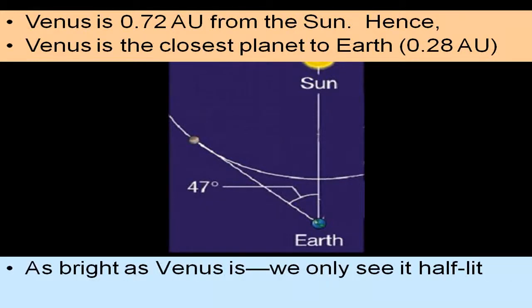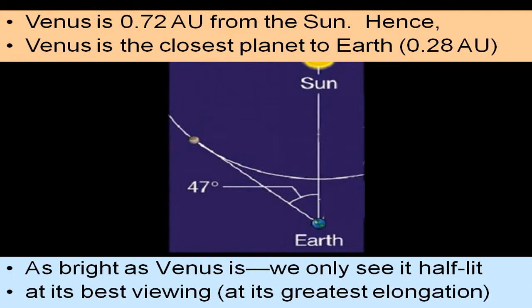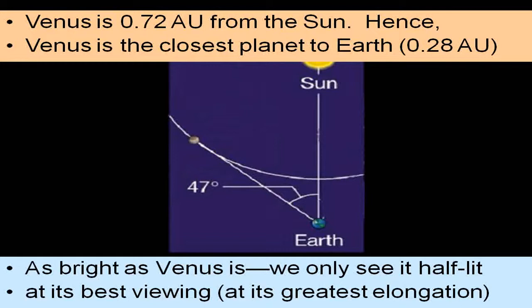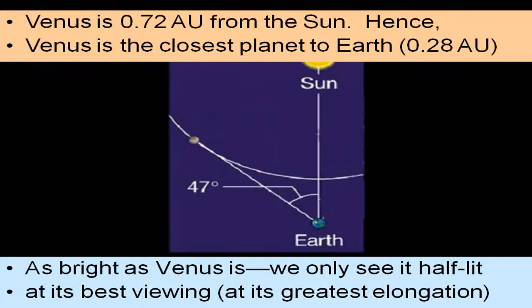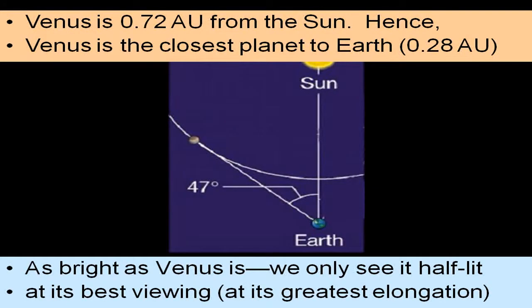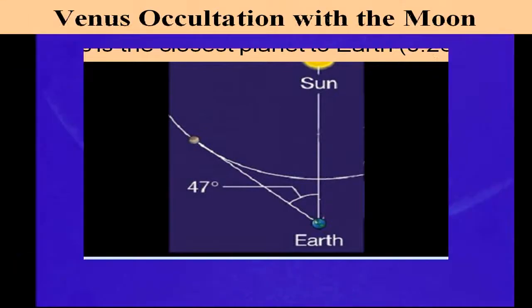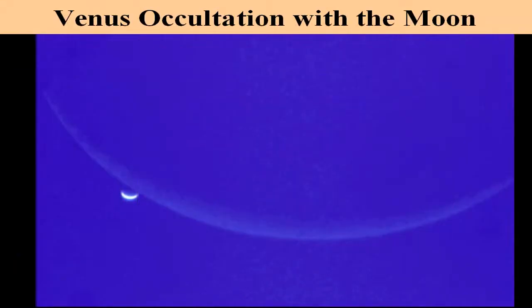As bright as Venus is, we only see it half lit at greatest elongation, because at greatest elongation there's a right angle between the Sun, Venus, and the Earth, and so at that point you would see just half of Venus being lit. Now you could see a gibbous phase of Venus as it were further back on that orbit, but that would mean it was closer, as we see it, to the Sun. Here's a nice picture showing an occultation of Venus with the Moon.